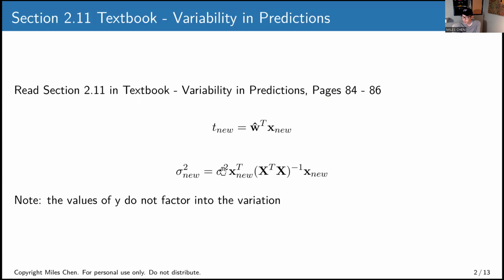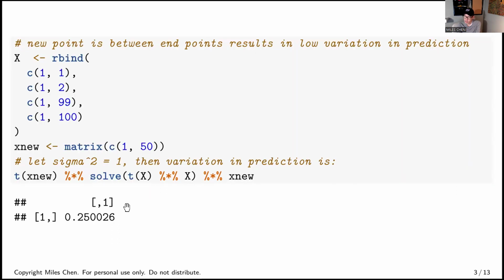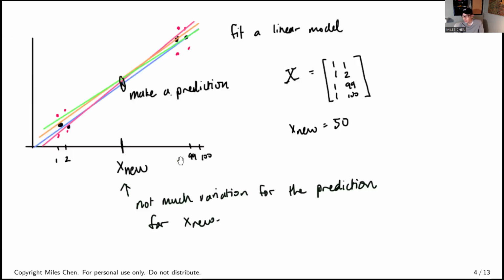And we're going to assume sigma squared is just 1. In that case, how much variance is my prediction going to exhibit? Only a little bit, 0.25. The idea here is you have an observation at 1 or 2, and an observation at 99 and 100. Based on that, we're going to try to make a prediction, okay?